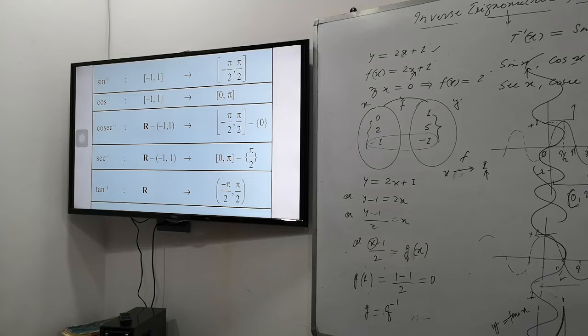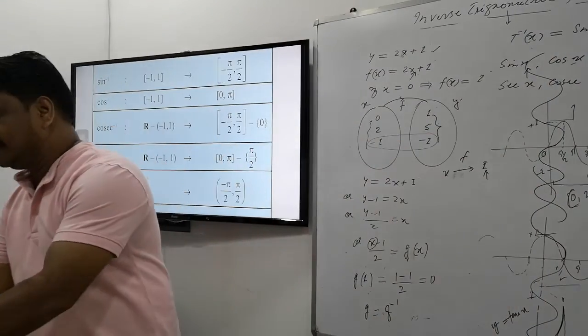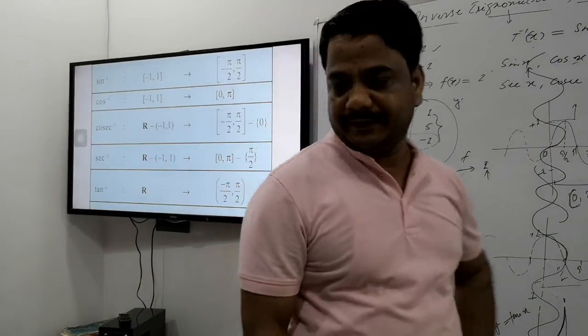Except -1 and +1. Closed or open? Obviously we will not include -1 and +1 in the domain of cosec and sec. So we have to exclude them. It means what is to be subtracted? -1 and +1. Look at the graphical representation.